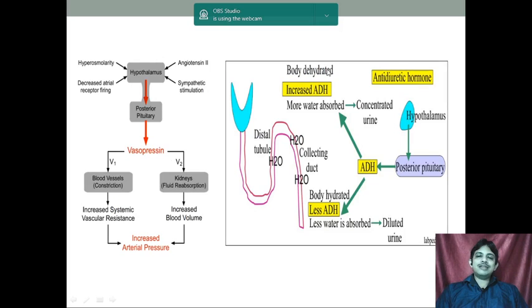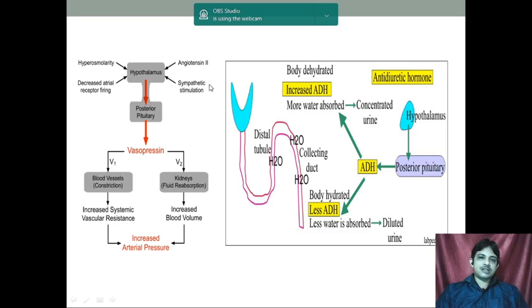Whereas in the dehydrated condition, there is increased release of ADH. With increased release of ADH, more water will be absorbed. That means blood volume will increase and it will cause concentrated urine.